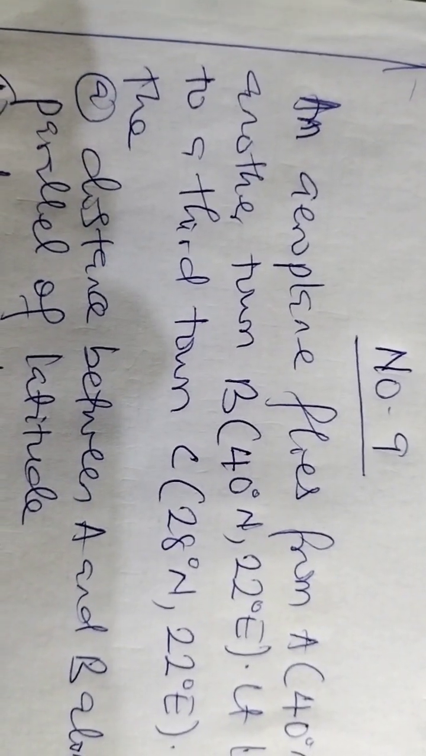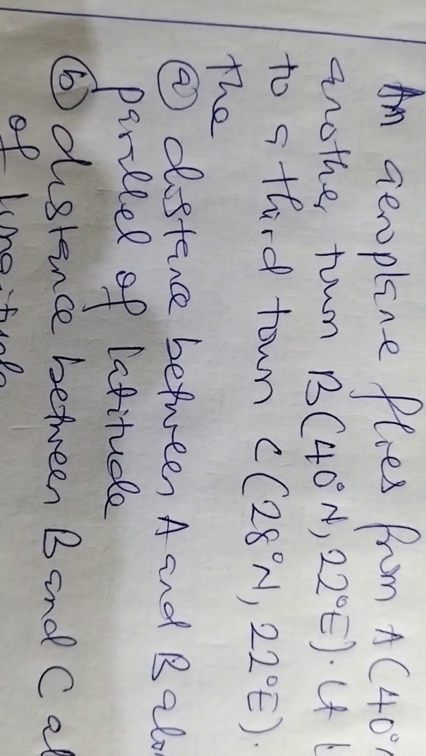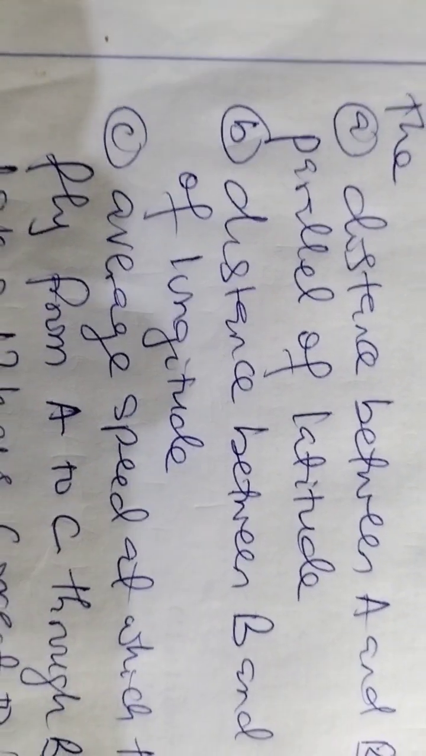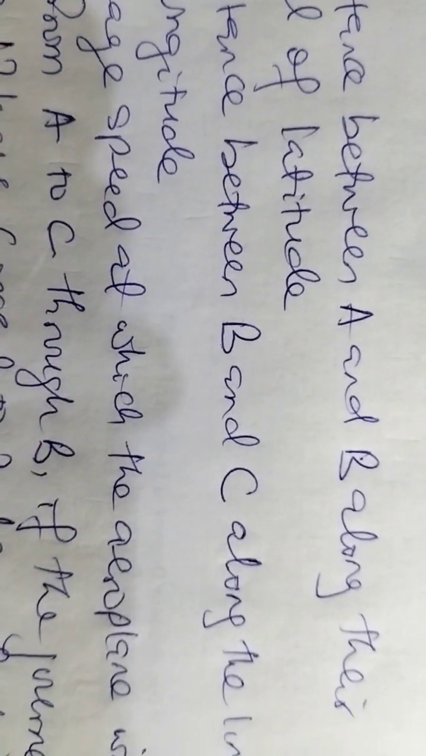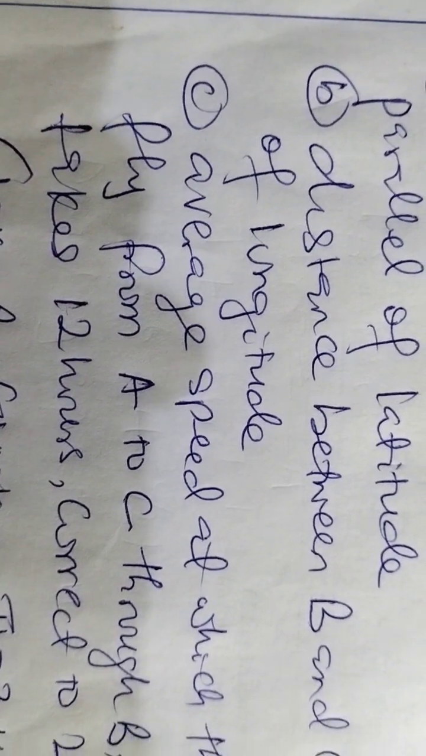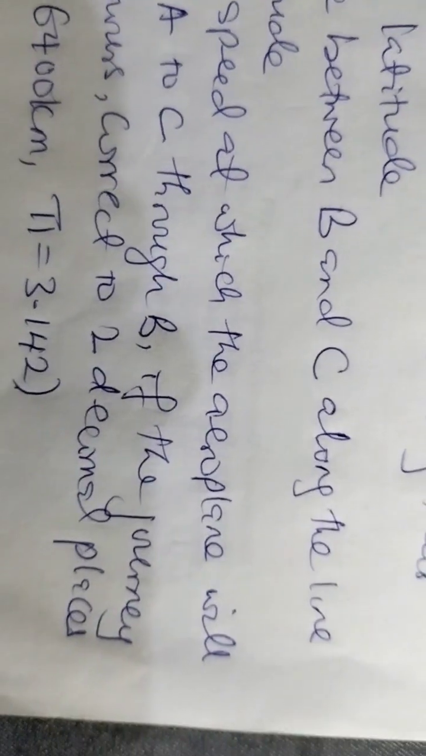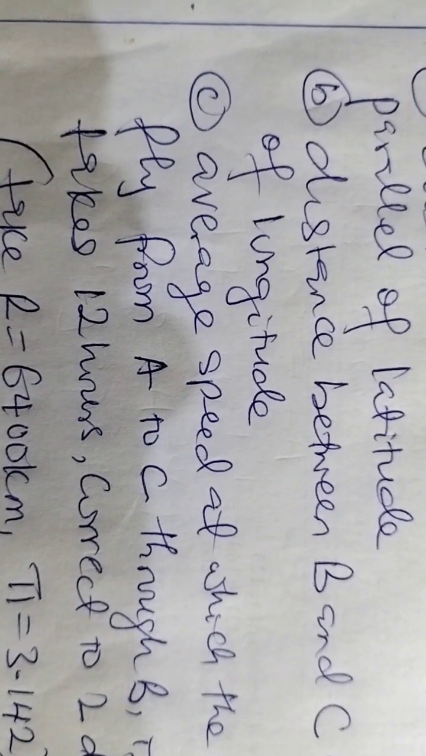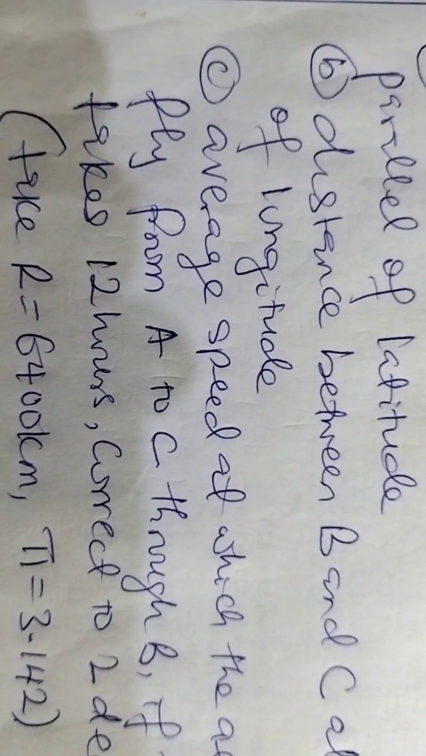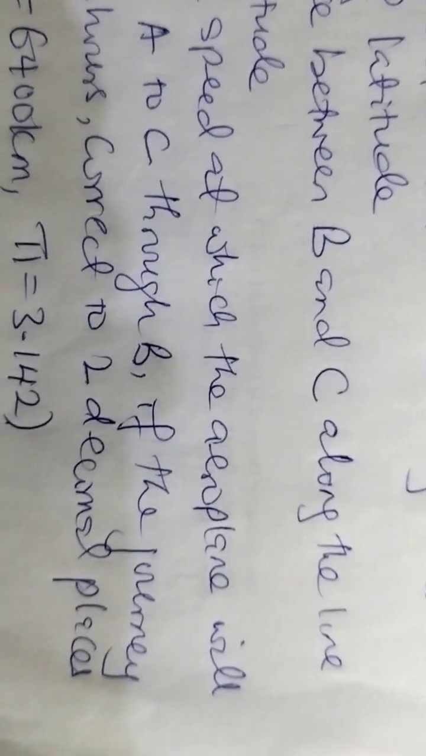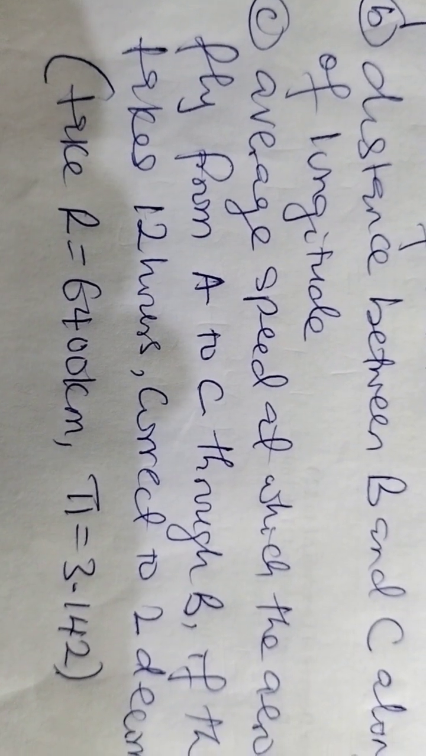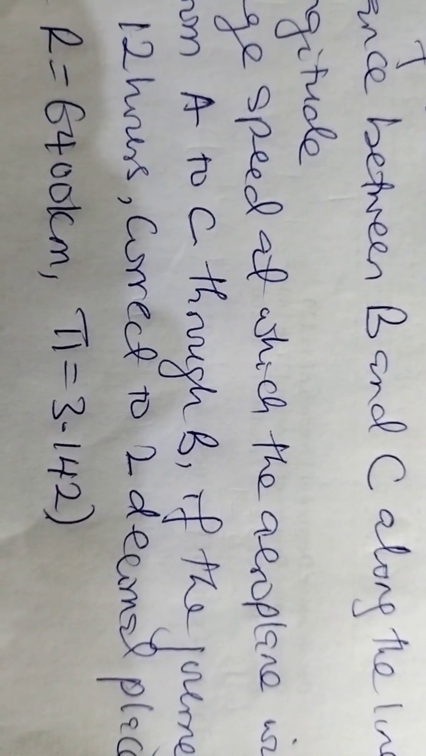So let's look at this question number 9 before we start looking at the other parts. A says distance between A and B along the parallel of latitude. B says distance between B and C along the line of longitude. C, average speed at which the aeroplane will fly from A to C through B if the journey takes 12 hours, correct to 2 decimal places. And we are asked to take capital R, radius of the earth, as 6,400 kilometers, and pi as 3.142.